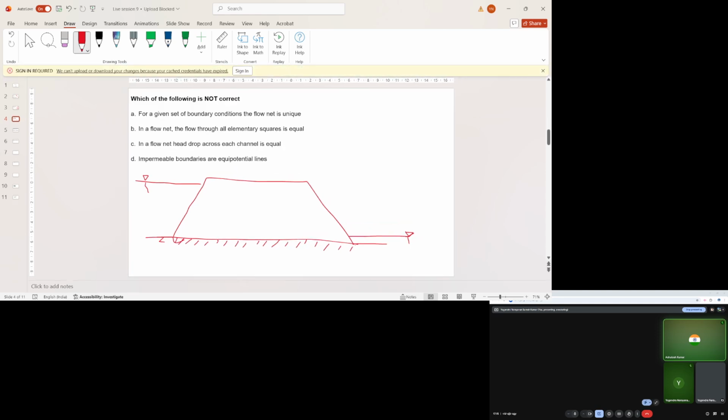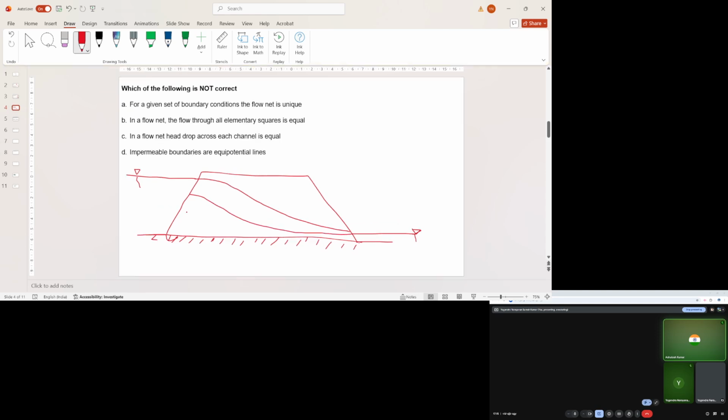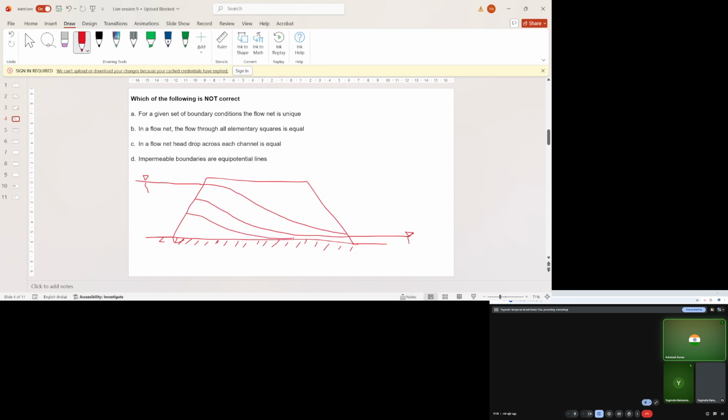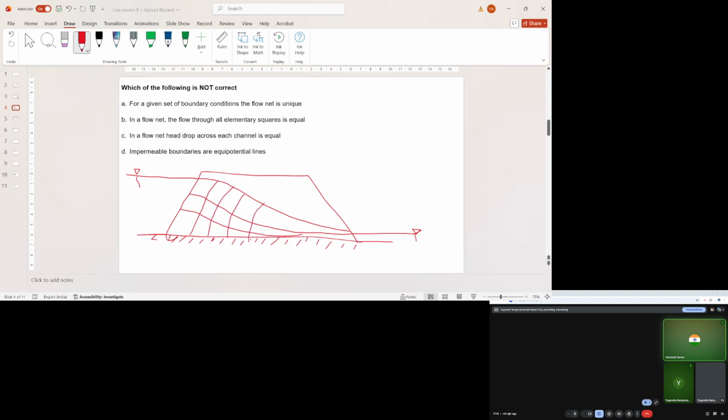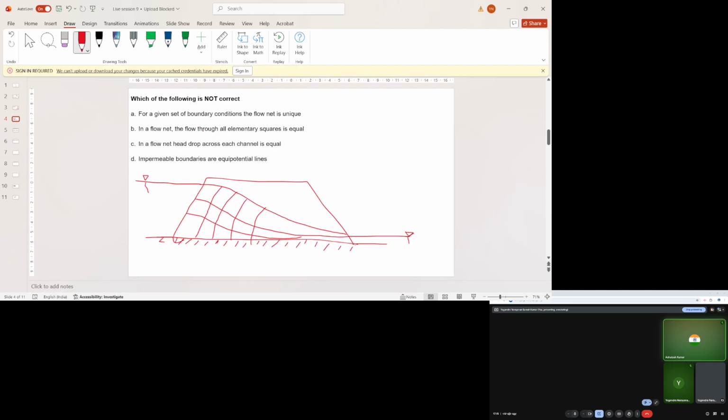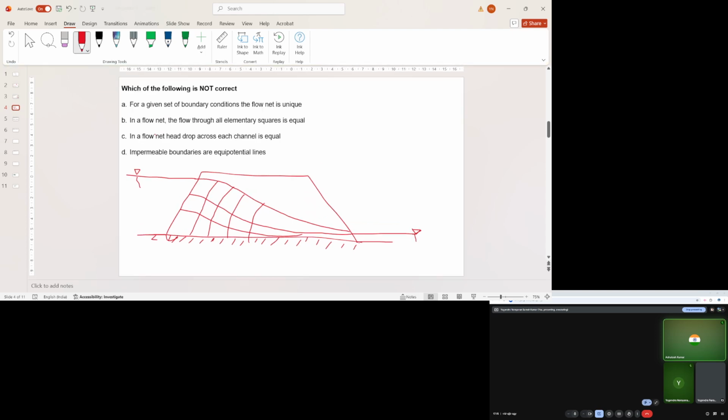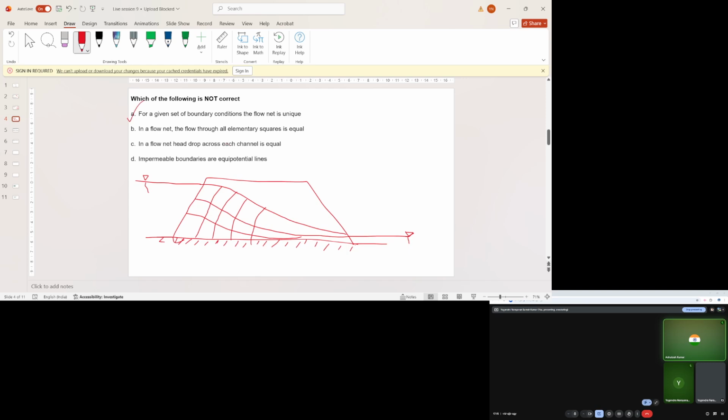Now this is the top flow line, and this will be the flow line. This will be again this one, and these are the equipotential lines. Right. So the fundamental conditions of flow net is, for a particular boundary condition, the flow net for each case is always unique. So option A is right.